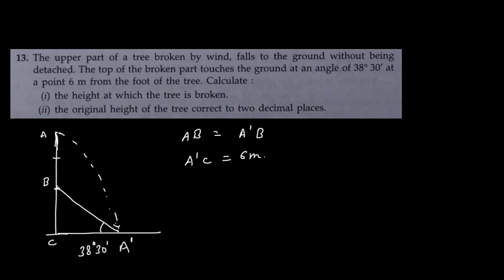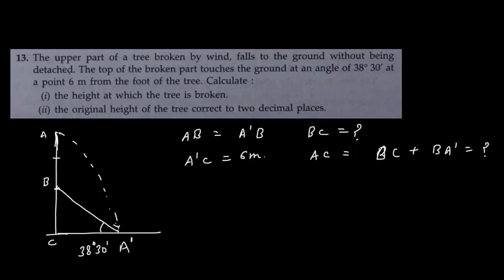Calculate the height at which the tree is broken. We have to find this BC. So first you have to calculate this BC, and the original height of the tree. Then you have to find this AC. AC is nothing but this BC that you have already found, plus this BA dash. This is the question mark.